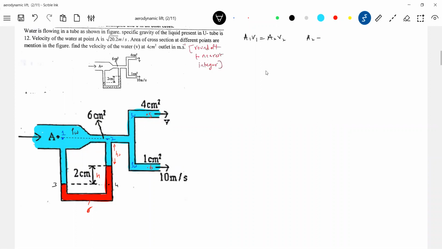We'll write the data. Next, again an equation: A2 V2 should be equal to the sum of A5 V5 plus A6 V6. We know A6 V6, and we know A5. So how much is A5?